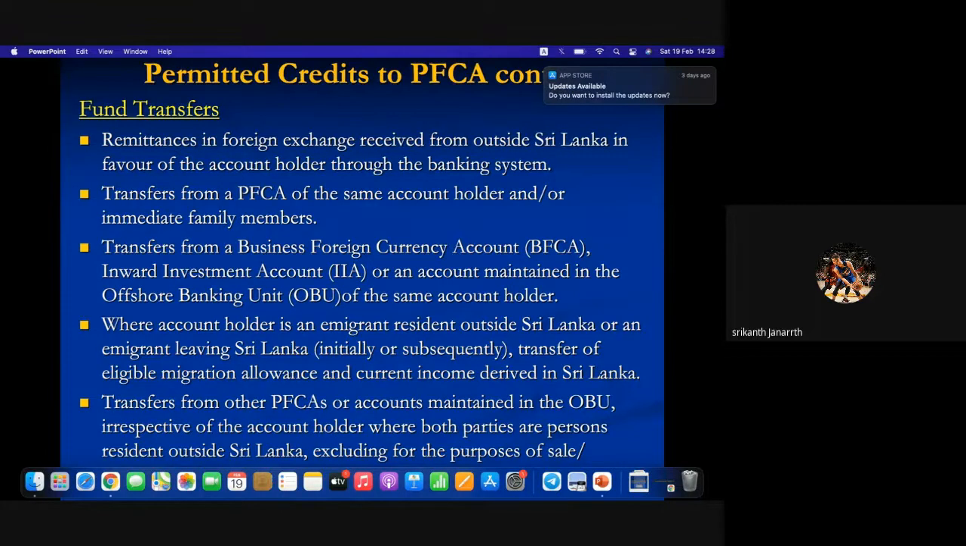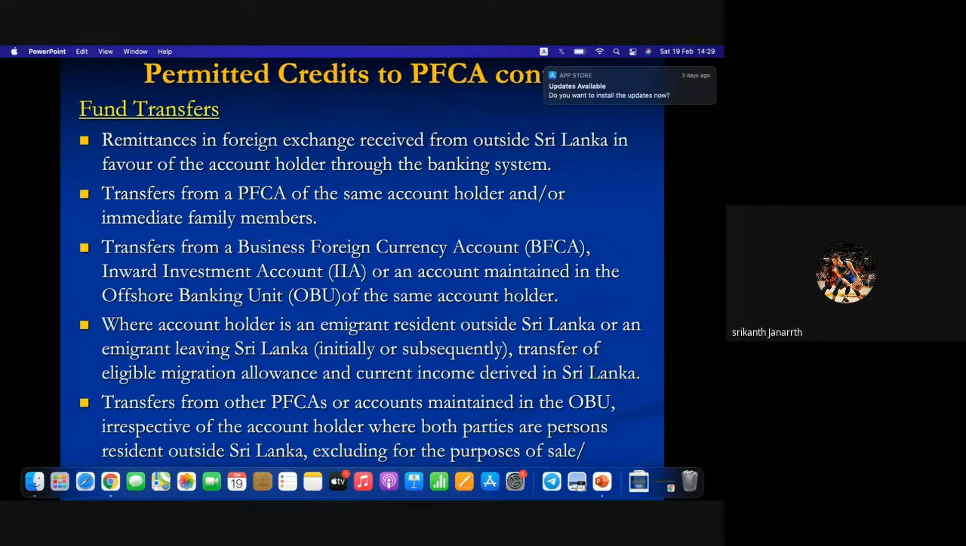Transfer from the PFC account of the same account holder or immediate family member. What does it mean? Meaning if I maintain an account with Commercial Bank, my PFC account, I can transfer from my Commercial Bank account to my National Bank account. From the same account holder I can transfer, or I can transfer from my Commercial Bank account to my wife's account at Bank of Ceylon, an immediate family member. So you should understand what you mean by that. A PFC account holder can transfer to his own account maintained with other banks, or he can transfer to an immediate family member, meaning I can transfer to my wife's account, my children's account, or my parents' account. Wherever the account is maintained in other banks, I can transfer from my PFC account.